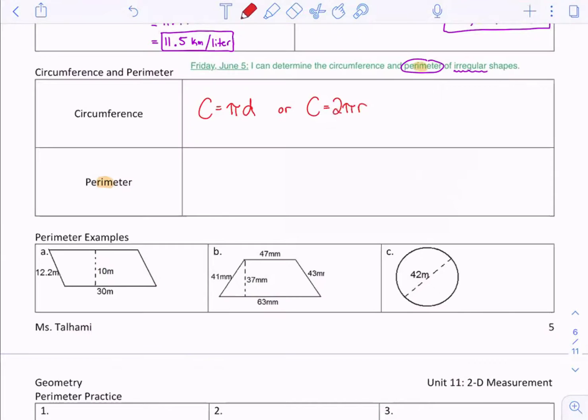I usually just like to stick to one of them. This is my preference, but really it's up to you, especially because it's given to you on the reference sheet. You could choose whichever one you would like to use.